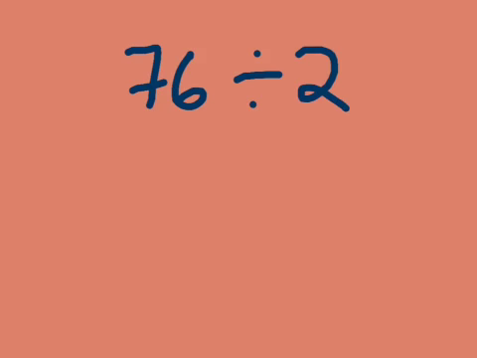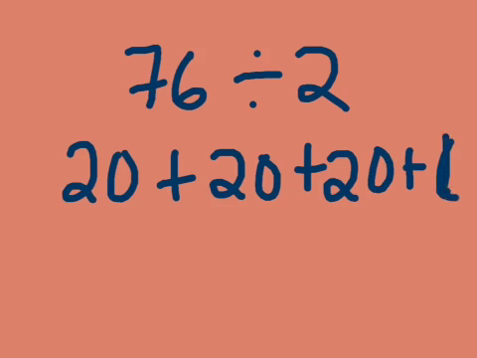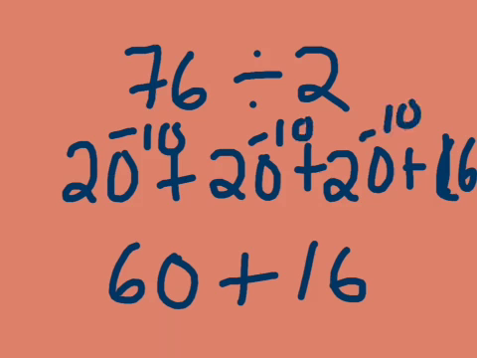Next question, we have 76 divided by 2. So we could rename 76 as 20 plus 20 plus 20 plus 16. Or, if we wanted to be a bit quicker, we could name it as 60 plus 16. Either way works. So in the longer way, each one of these 20s is going to give us 10 groups of 2. And then 16 is going to give us 8 groups of 2.